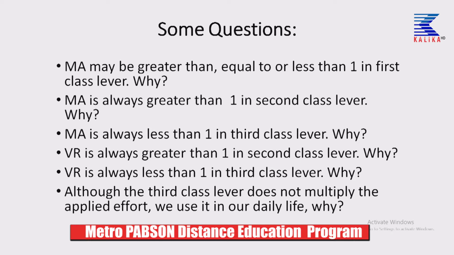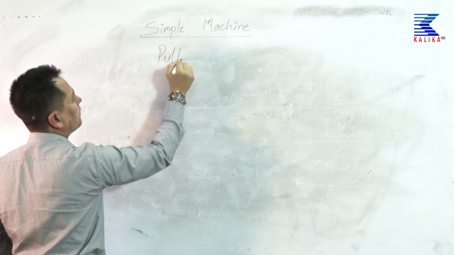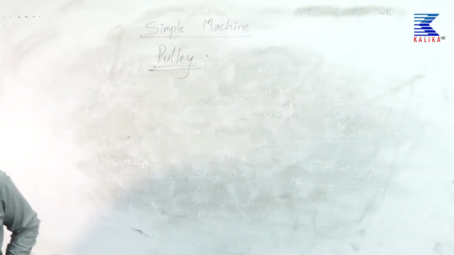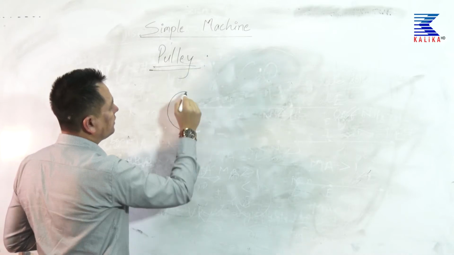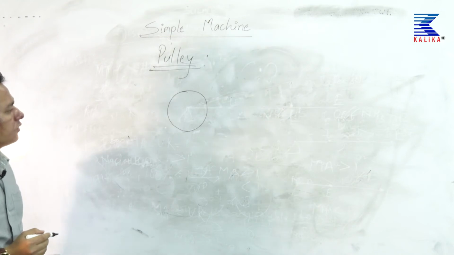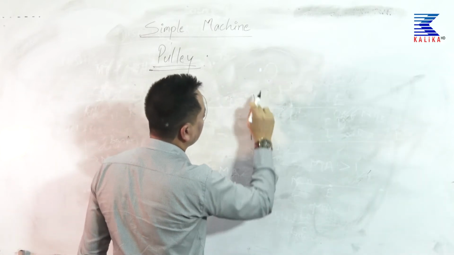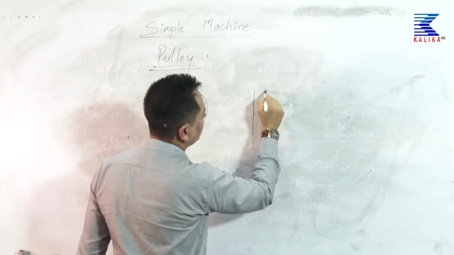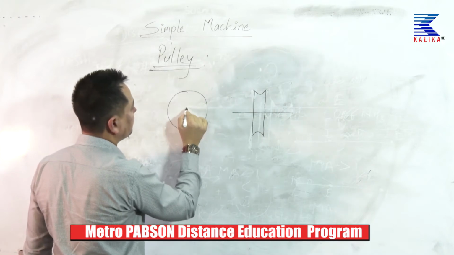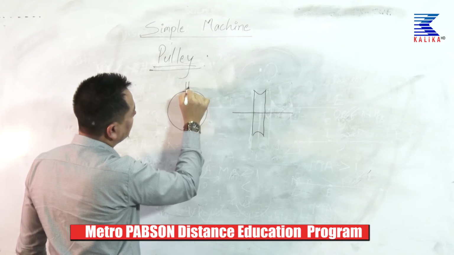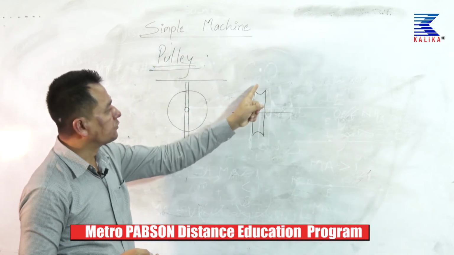Next simple machine is pulley. Now what is a pulley? Pulley is simply a circular disc which has a groove on its circumference.